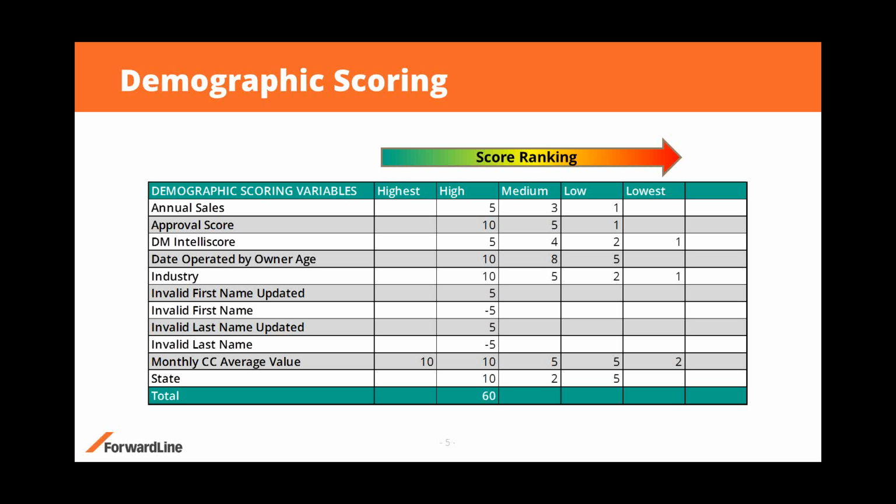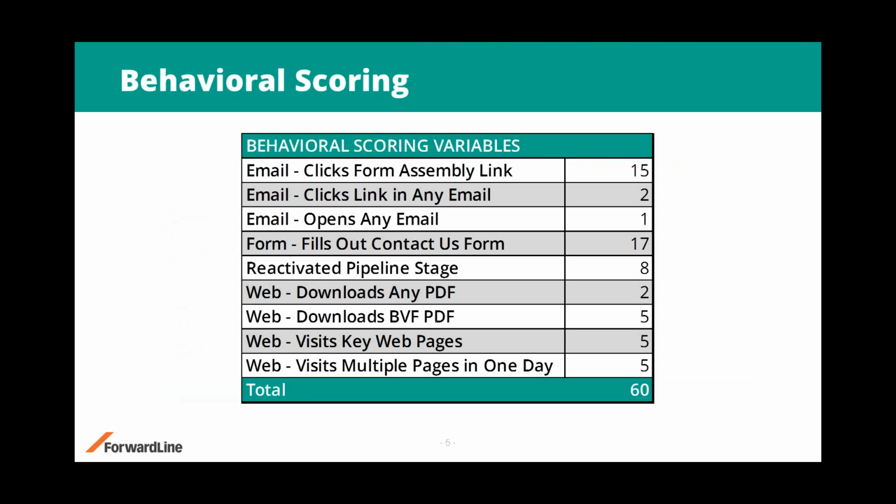Some of the things that were mentioned a little earlier about the invalid names we put into place very recently, and we found that very helpful. You'll notice that those are really the only decrement scoring that we have in our model, and we'll talk a little bit about why that is in just a bit. On the behavioral scoring, we have something very similar to what we saw in the demonstration earlier.